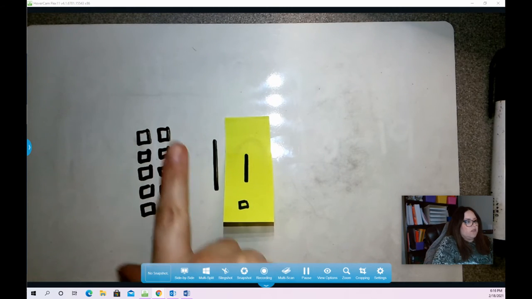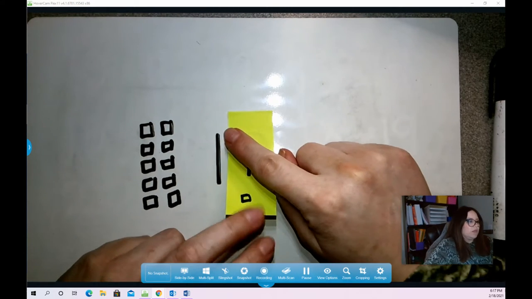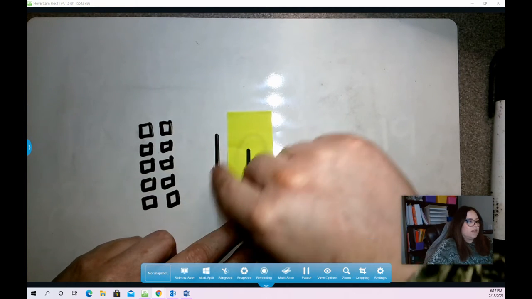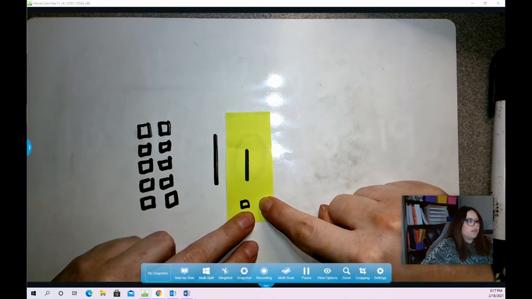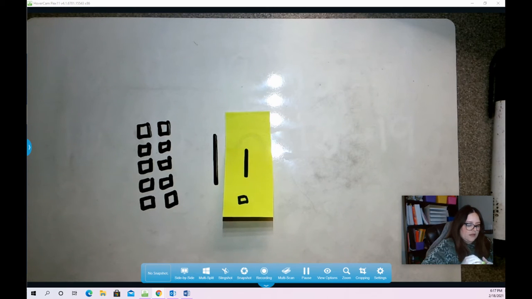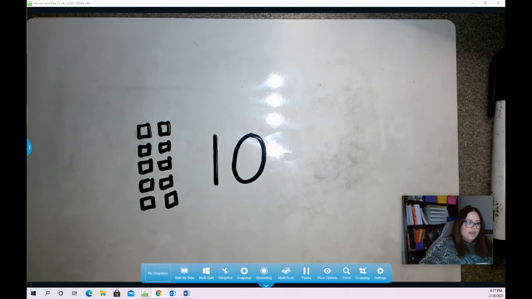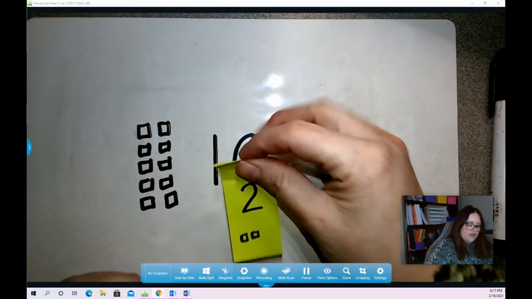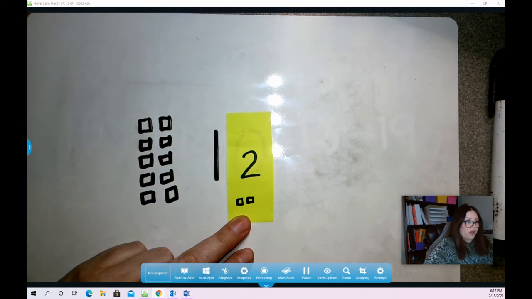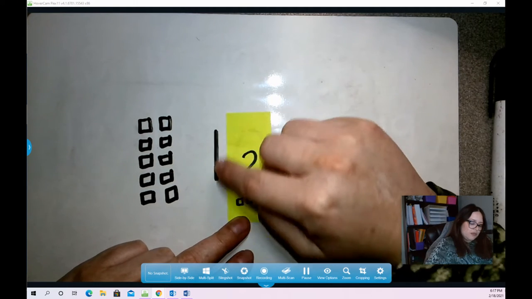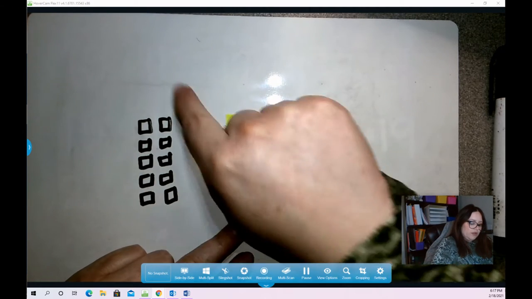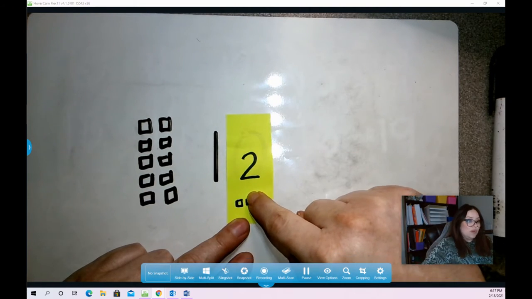So you see now we have a group of 10. That's what this 1 represents. This 1 means one group of 10 and one more. One group of 10 and one more. Okay. What if I have 10 and 2 more? That makes the number 12. That's what the number 12 means. That's why we have a 1 and a 2. This 1 means one group of 10 and 2 more, 12.